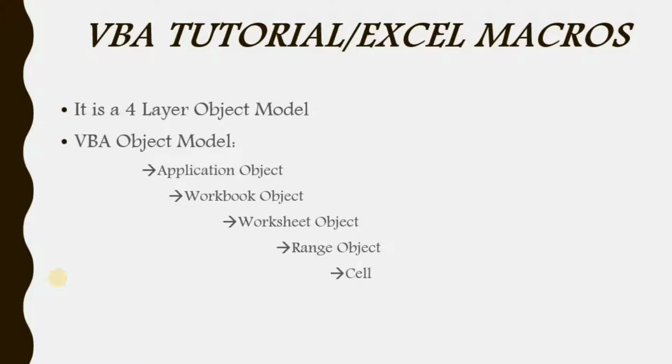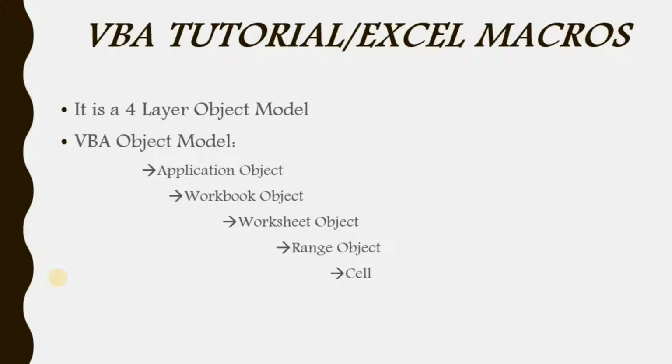Basically, it is a 4-layer object model, starting with the application object, followed by the workbook objects, followed by the worksheet objects, and followed by the range objects. These are the main 4 layers that we have in the object model, and the last basic unit is the cell unit, which is nothing but one basic cell in one sheet or one workbook.